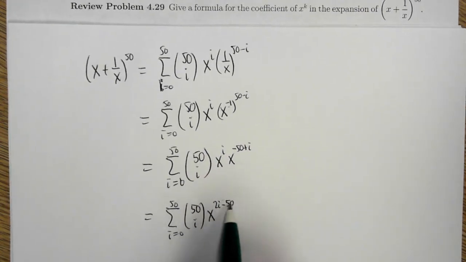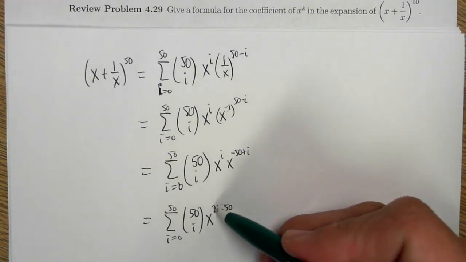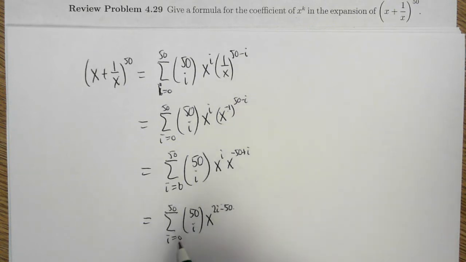So there's my k, so to speak. x to the k is going to be 2i minus 50. Now what kind of number is 2i minus 50? Well, the smallest it can be is, if I plug in 0, I get 2 times 0 minus 50, so that's negative 50. And if I plug in 50, I get 2 times 50 is 100, minus 50 is plus 50. So the exponent that I see here must be somewhere between negative 50 and plus 50.